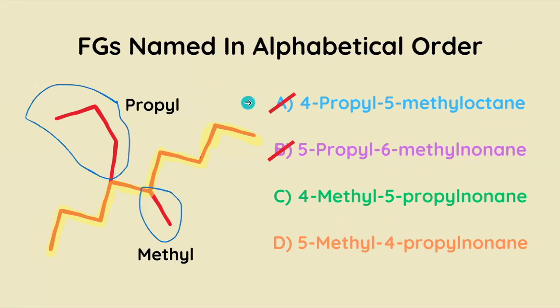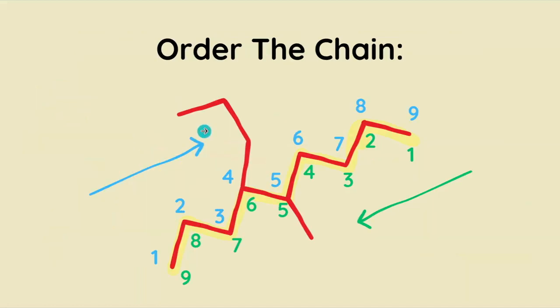Likewise, no matter what numbers are assigned to these functional groups, we will put the names of the functional groups in alphabetical order. Because M comes before P, methyl will be mentioned before propyl, regardless of what numbers we assign to these functional groups. Now let's order the chain to see which numbers belong to our methyl and propyl groups.